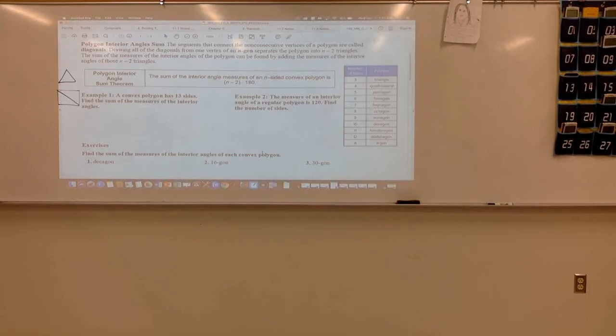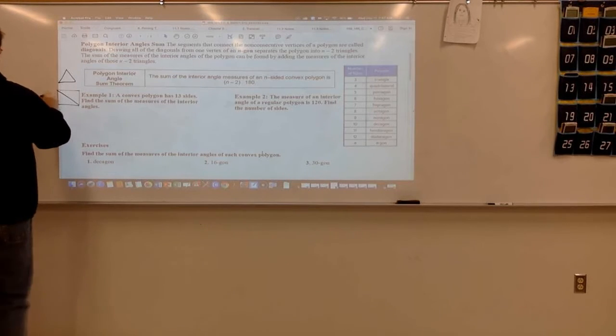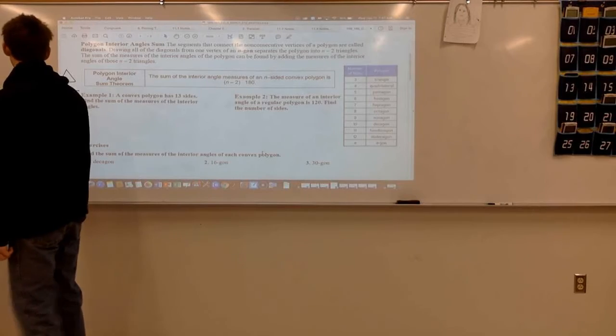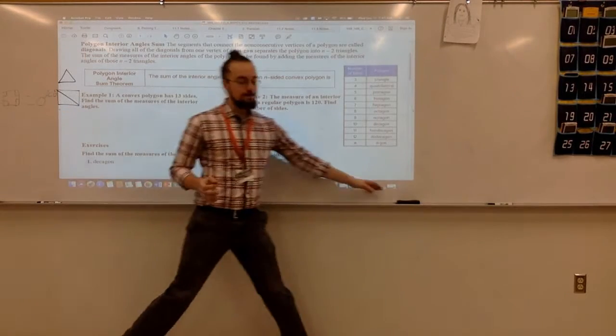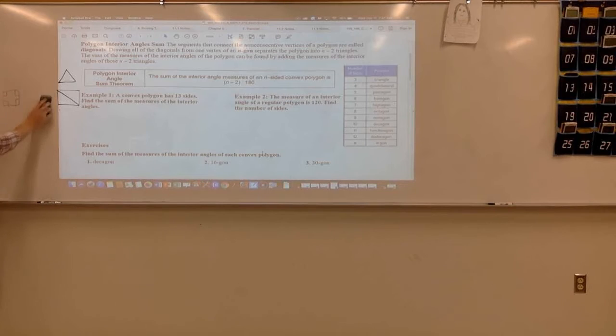So like, wait, a square. So that's a square, and all the angles are 90. Does that equal a circle, 360 though? So a square equals a circle?